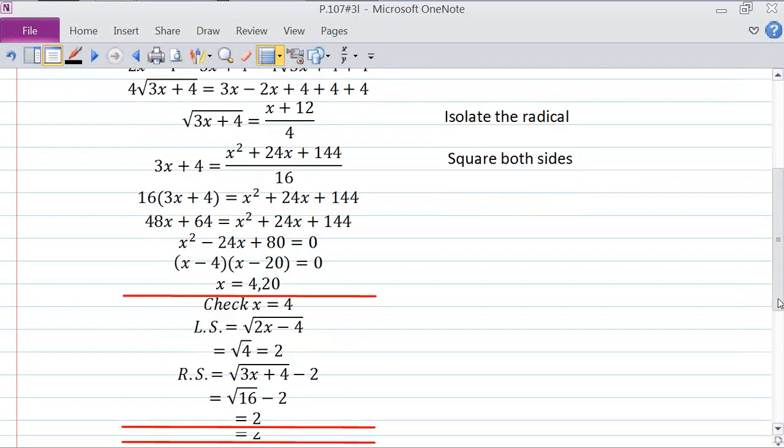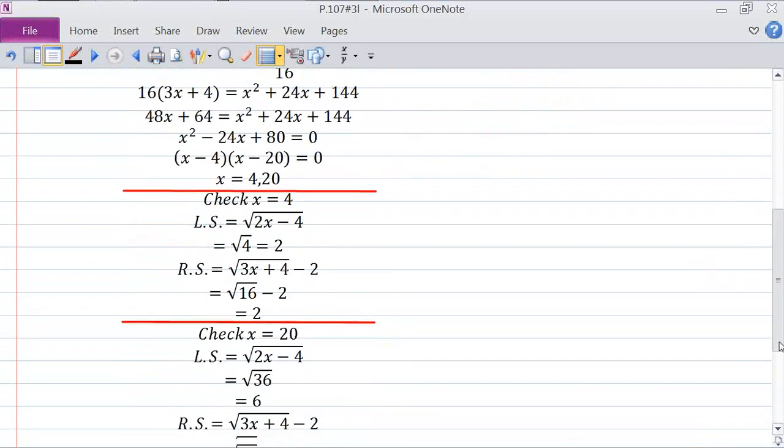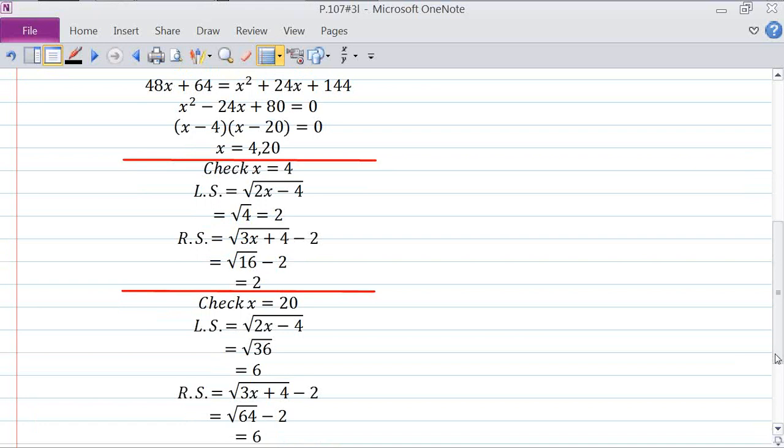I'm going to check both of those answers by plugging them into the left side and the right side of the equation. So the left side is the root of 2x minus 4. 2 times 4 is 8. 8 minus 4 is 4 under the root sign, and the square root of 4 is 2.